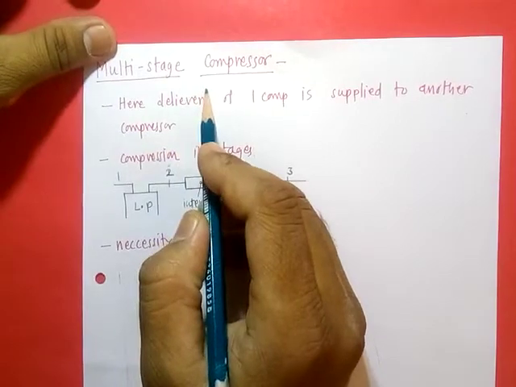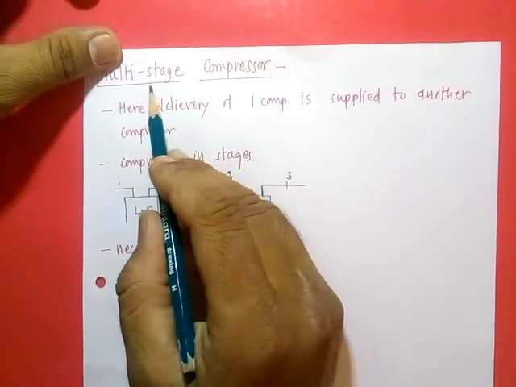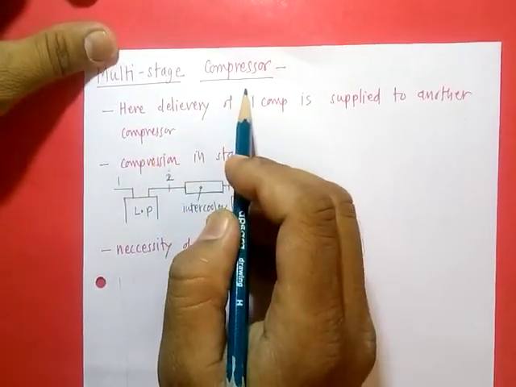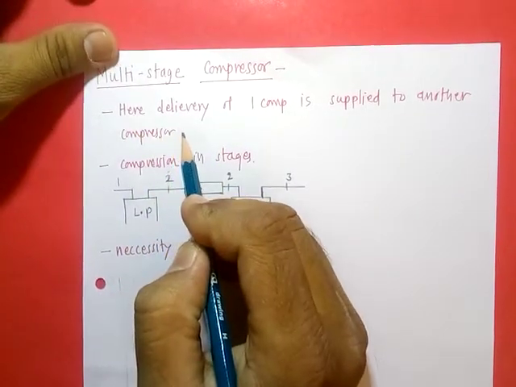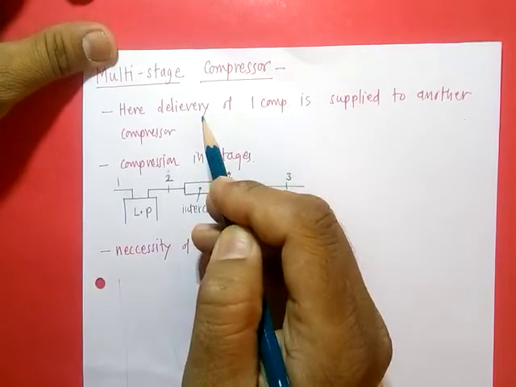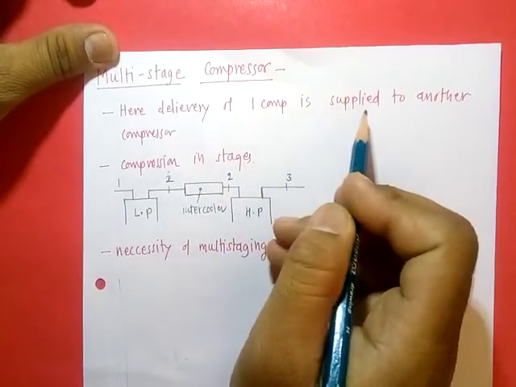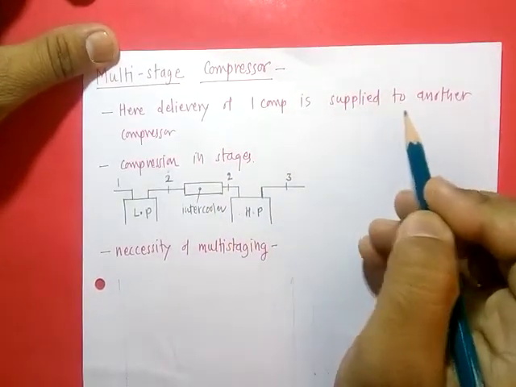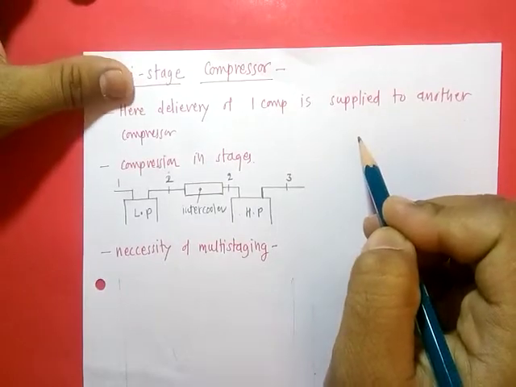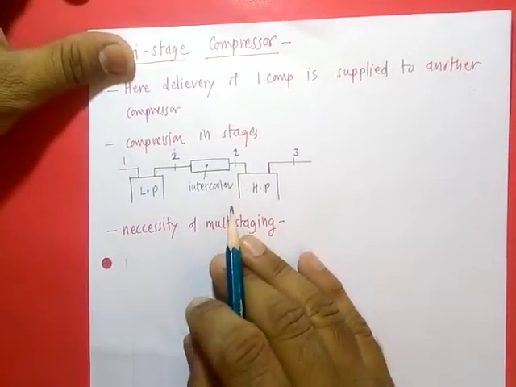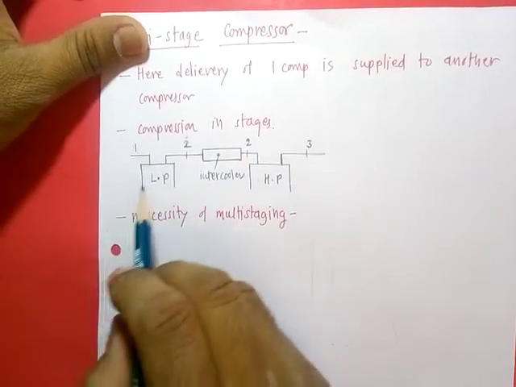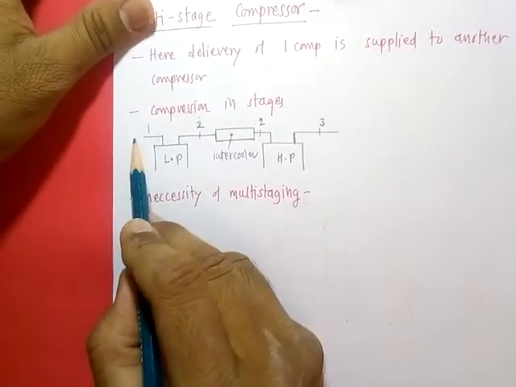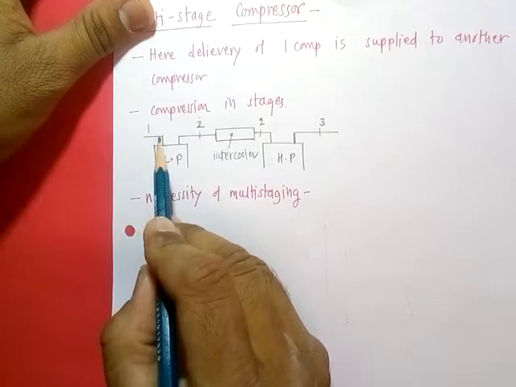Multi-stage compressor, or multi-staging in a reciprocating compressor. Here, in the case of multi-staging, the delivery of one compressor is supplied to the inlet of another compressor. That is, compression is carried out in stages. We have shown this diagrammatically. We have taken air from the atmosphere.